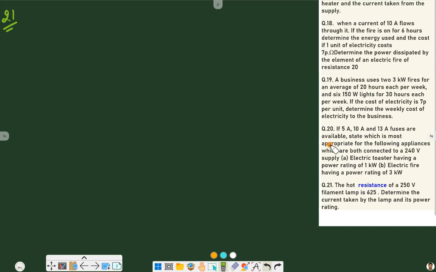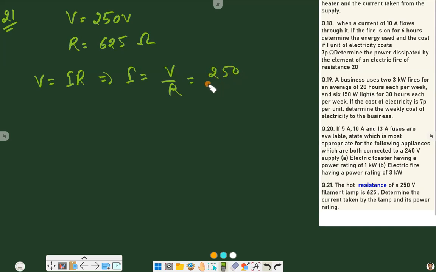So in 21, resistance is given as 625 ohm and potential is given as 250 volts. We have to determine the current and its power rating. It's quite easy, we have covered such questions. So here potential is 250 volt and resistance is 625 ohm. Current we can find from Ohm's law, V is equal to IR, and from here I is equal to V by R, and the current value will be this. You can cut it down to 25 by 10, or the answer will be 0.4 ampere.